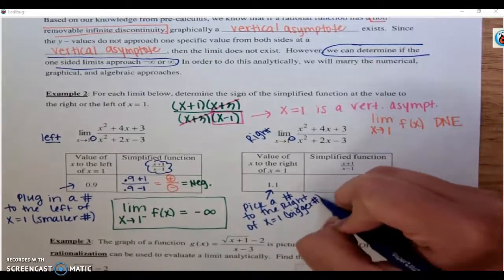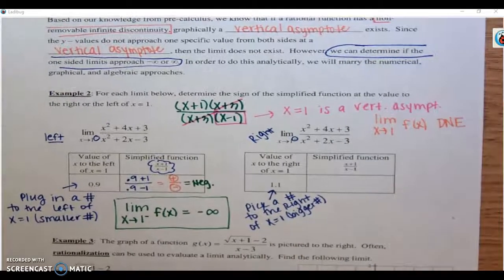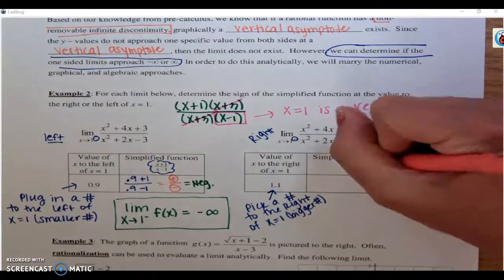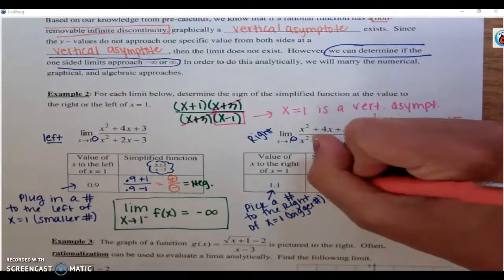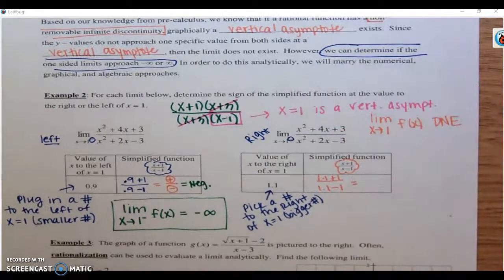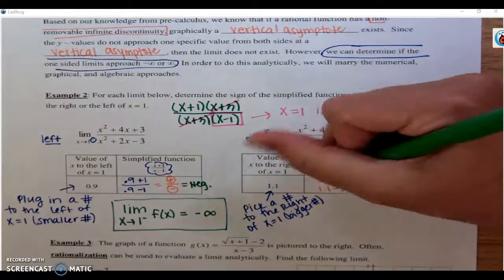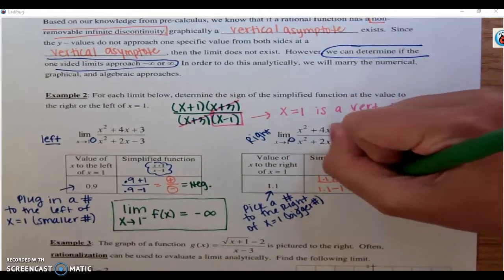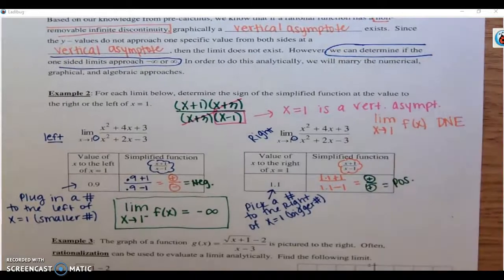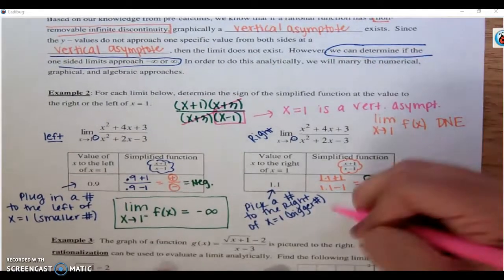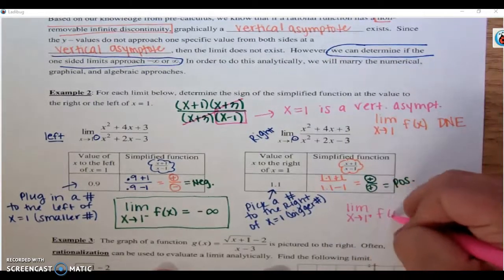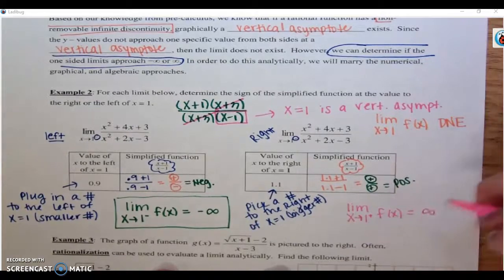You still want to make sure the number is very close so that nothing else is going on in your graph. So I'm going to pick 1.1. We're going to plug it into our simplified fraction after we had canceled. And remember, we do not care about the actual answer, we just care about positive or negative. So 1.1 plus 1 is positive, 1.1 minus 1 is positive. So this is going to give us a positive answer. So this tells us the limit as x approaches 1 from the right is going towards positive infinity.